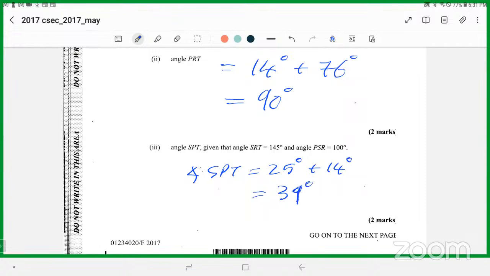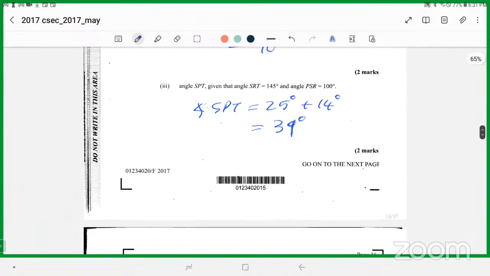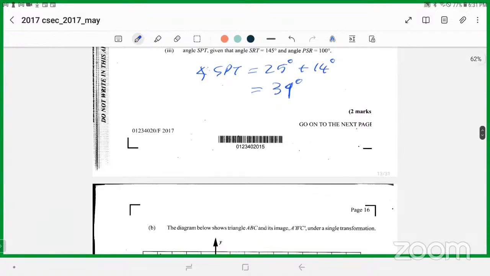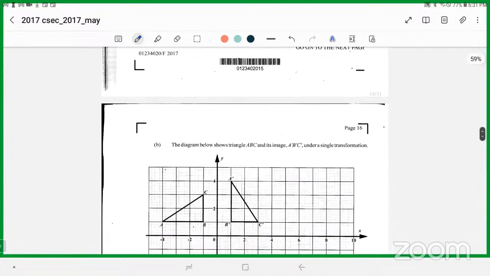Everybody got that on the test? All right, that is that. Remember, any question you got wrong, you need to go and redo it. Go and redo the question. All right. Next question.